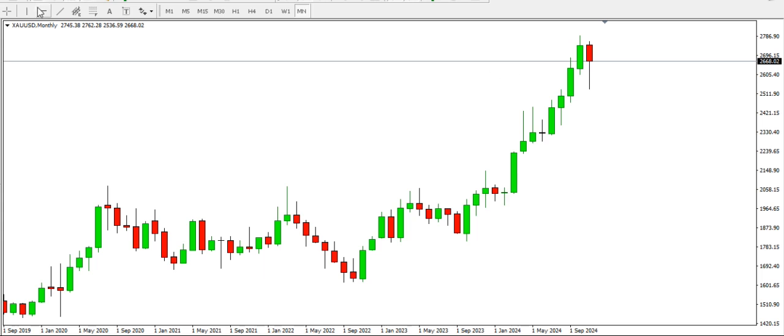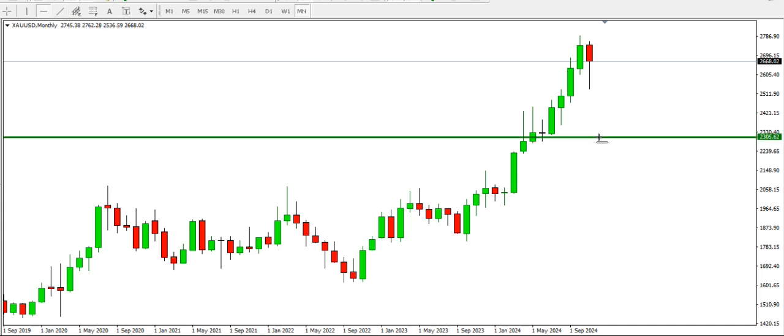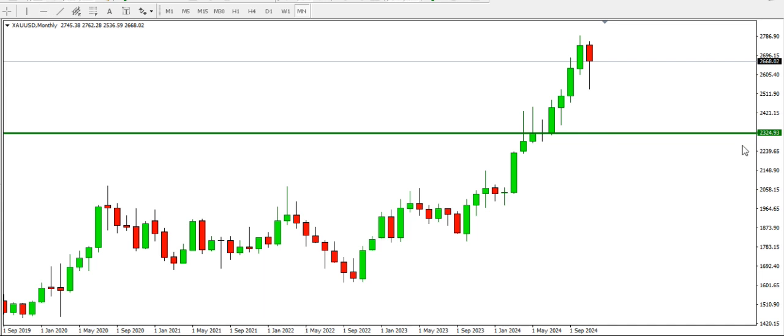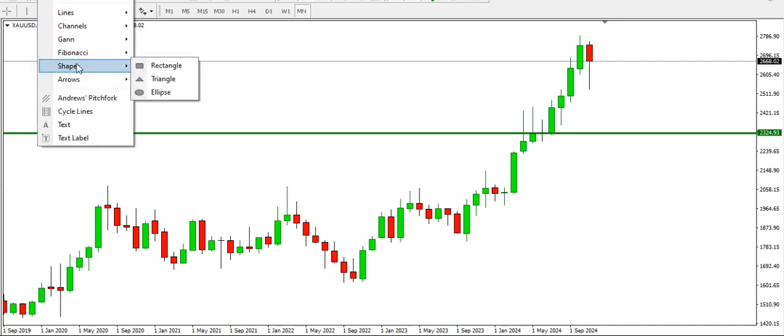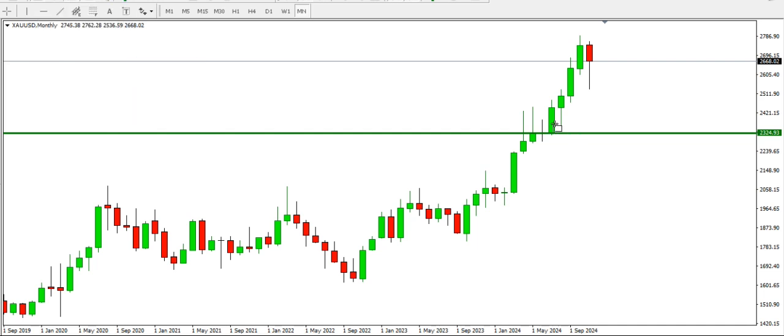But if price will drop, we have this particular order block around here that might serve as support to price, the 2324.93 area on the monthly time frame. Price might meet with buyers around this point on the monthly time frame.